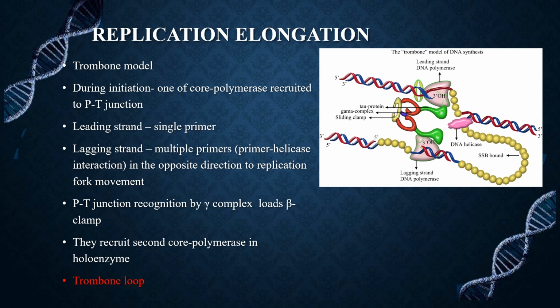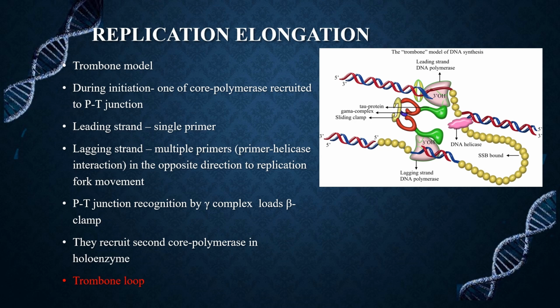The major events at replication elongation are explained by the trombone model. During initiation, one of the core polymerases in the holoenzyme is recruited to the primer-template junction. Only a single primer is enough to synthesize the leading strand, whereas the lagging strand requires many. As primase temporarily interacts with helicase, it synthesizes primers in the direction opposite to replication fork movement.